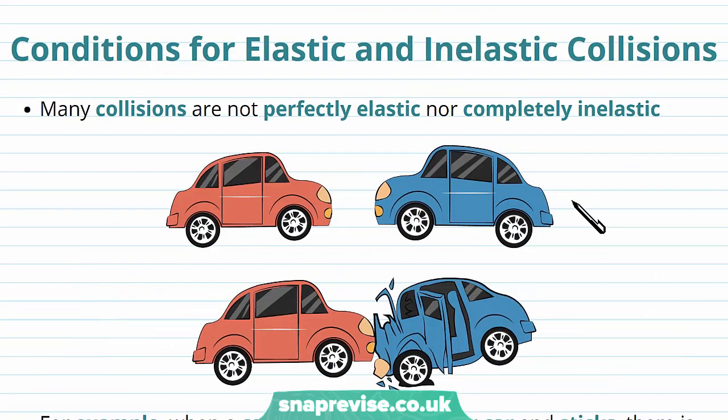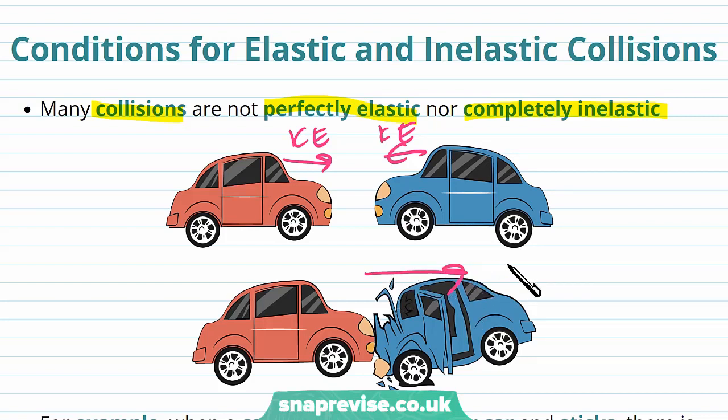So now that we understand what elastic and inelastic collisions are, let's have a think about the conditions needed for each type of collision. Many collisions are not perfectly elastic nor completely inelastic, so lots of collisions are somewhere in between. So for example here, two cars are about to crash and they each have some kinetic energy. And when they crash, they might not come to rest straight away, they might still have some kinetic energy. So for example, they might continue moving in this direction. However, the kinetic energy they now have is a lot smaller than the kinetic energy they had before the crash.